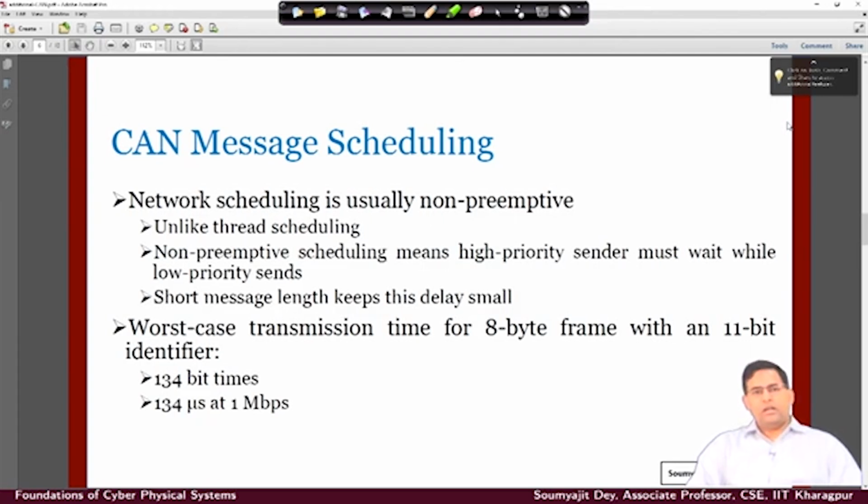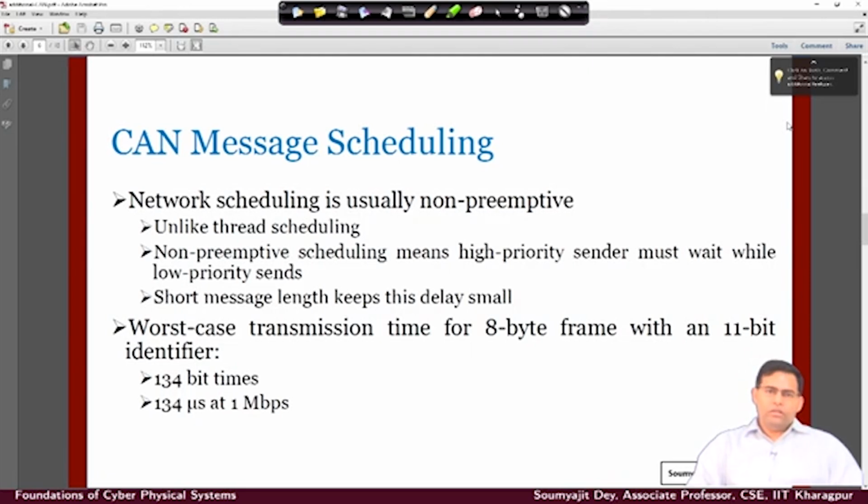But as we have seen, the data lengths are small, up to 8 bytes, so the overall packet size is also small. One may think that if there is no preemption, then sometimes some specific message has to wait for a lot of time, and there can be a lot of delay. But in this case, no. These delays can be easily bounded, and the short message length will keep these delays quite small. So that is the advantage of having such scheduling.